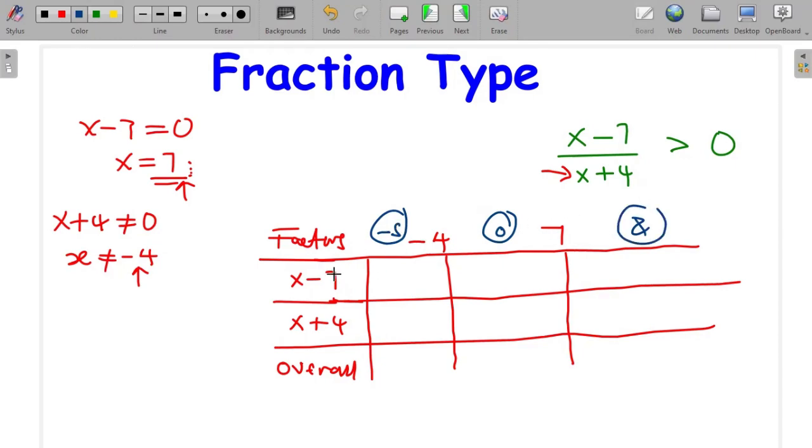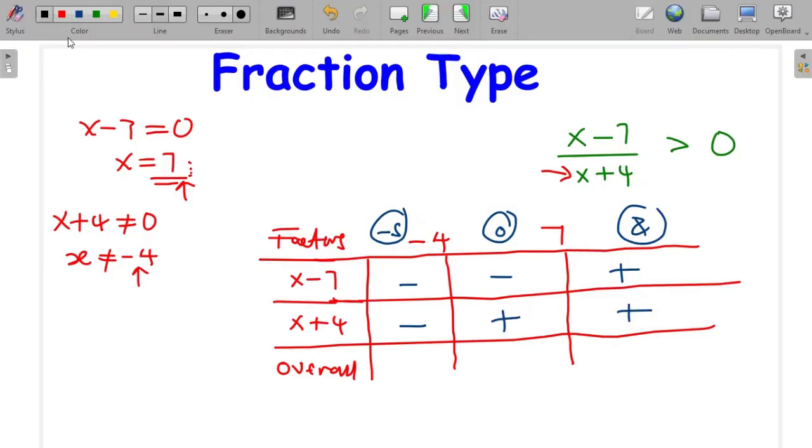Okay, so let's test minus 5 there. So if I put minus 5 there, it will be minus 5 minus 7, which would be minus 12, so this would be negative. If I put 0 there, it will be minus 7, that would be negative. If I put 8, it will be positive 1, because it will be 8 minus 7, positive 1, so I put positive. If I put minus 5 there, it will be minus 5 plus 4, minus 1, so this will be minus. If I put 0 there, it will be positive. If I put positive 8 there, again, it will be positive.